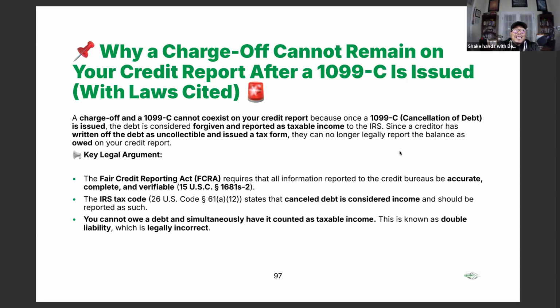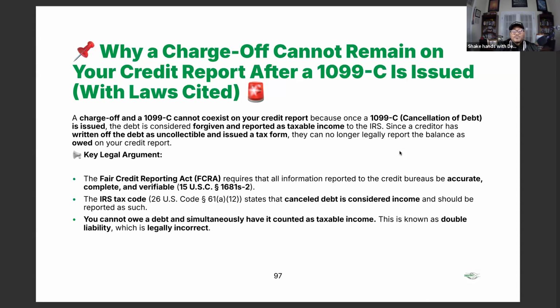Okay, so a charge off. Why can a charge off not remain on your credit report after a 1099-C? Well, first of all, they cannot coexist. If you ever look at your credit report, there's a ton of stuff on it, but one little thing is missing. It's called your income. Your income is not on your credit report, because according to the Fair Credit Reporting Act, you cannot have income on your actual credit report.